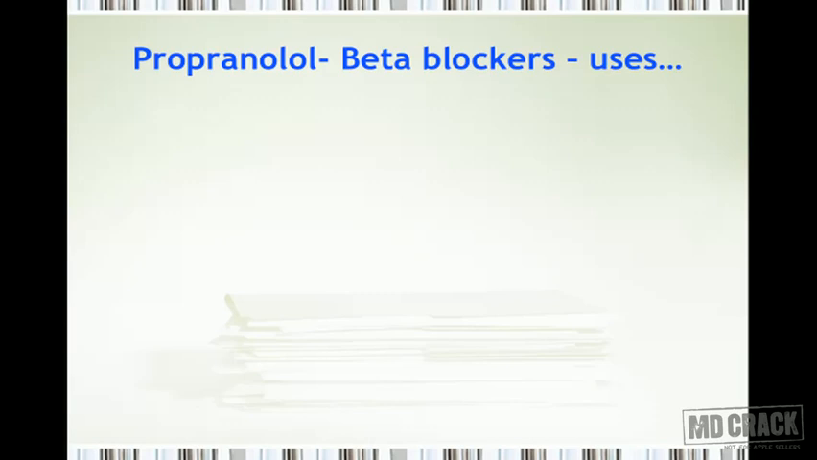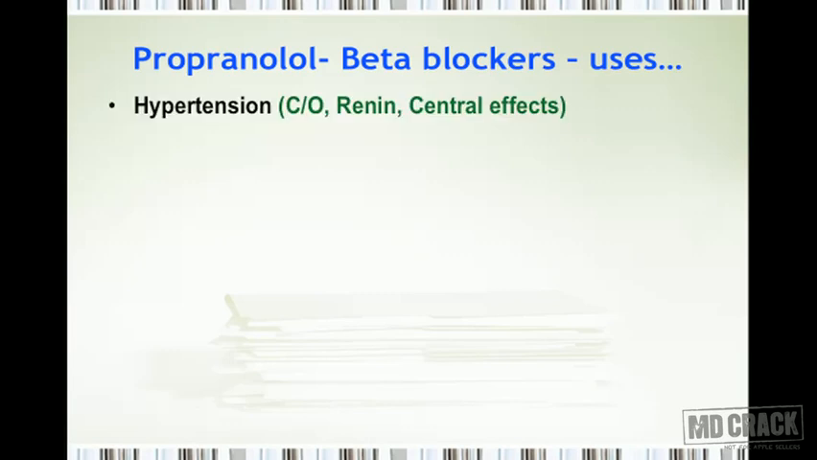Finally, we come to discuss the uses of beta blockers, keeping in mind propranolol as the prototype drug. Firstly, it's useful in hypertension. We need to know the three mechanisms by which beta blockers decrease the blood pressure. Number one, they block the beta 1 receptors in the heart and decrease the cardiac output. Number two, they block the beta 1 receptors in the juxtaglomerular cells of the kidneys, leading to decrease in the renin activity. And they also act on the central nervous system to decrease the central sympathetic outflow.